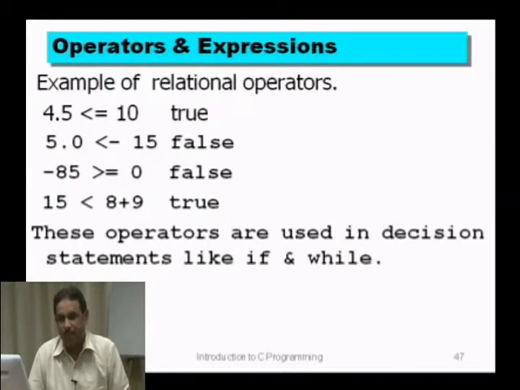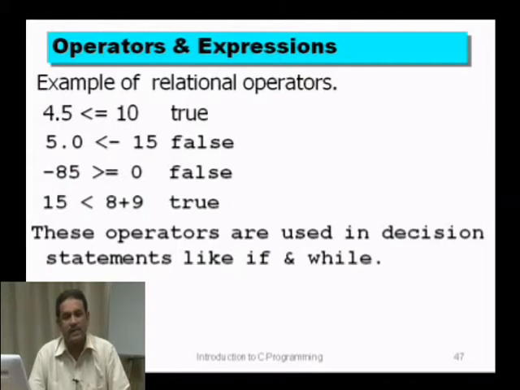Example of relational operators: here, 4.5 less than or equal to 10. 4.5 is definitely less than 10. That expression will be evaluated, and the result of this expression is true. Then 5.0 less than minus 15, definitely it is false. So the result of that expression is false.